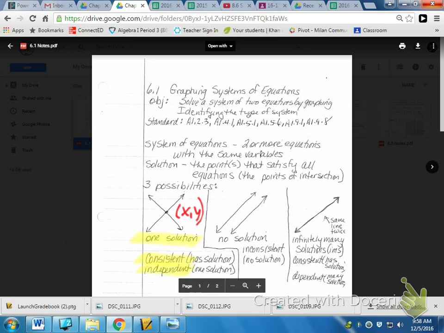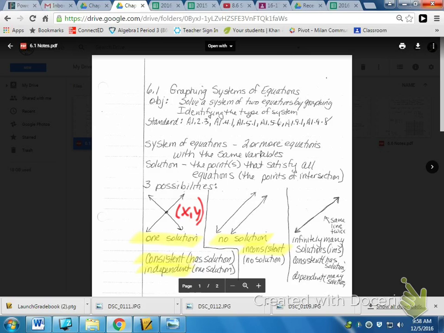The next possibility is where the two lines are parallel. If they're parallel, they're never going to intersect, so there is no solution. If there's no solution, it's considered inconsistent. Then there's no dependent or independent at all; it's just flat out inconsistent. Dependent and independent only apply if there is a solution. Inconsistent means no solution at all. Maybe you can think: no solution, it's not normal, so it's inconsistent.